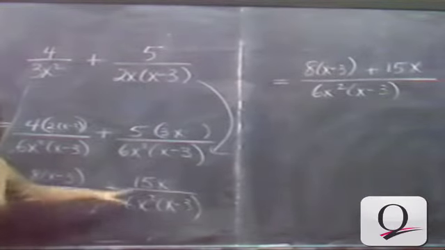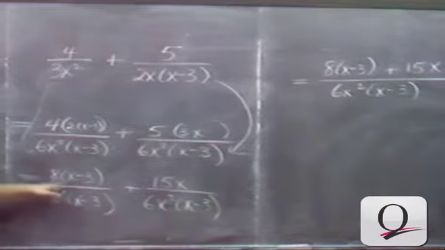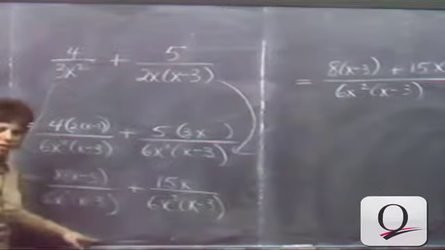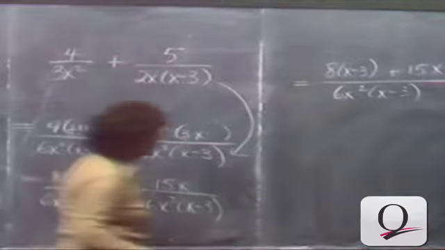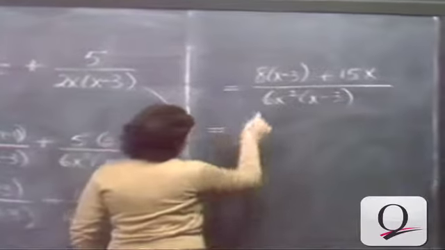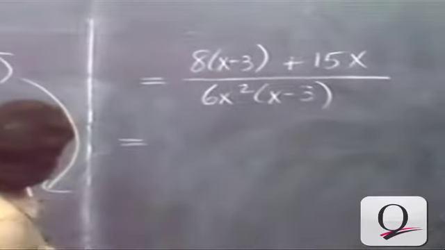Two fractions with the same denominator. We add up their numerators. We put it over the common denominator. Okay, now let's simplify the numerator as much as possible.